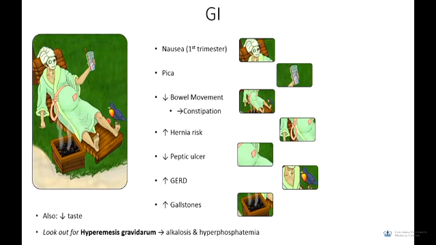GI. So you have some nausea, especially first trimester. There's this nauseating green paste on her face. Pica, she's chewing on ice cubes. You have decreased bowel movement, so she's not going anywhere. She's relaxing on this chair. That can lead to constipation.